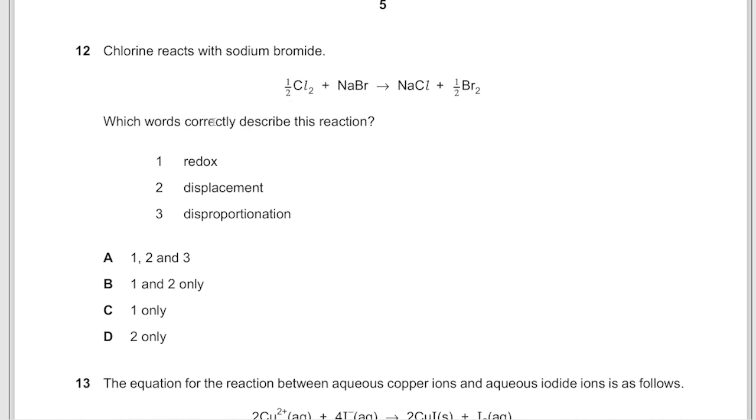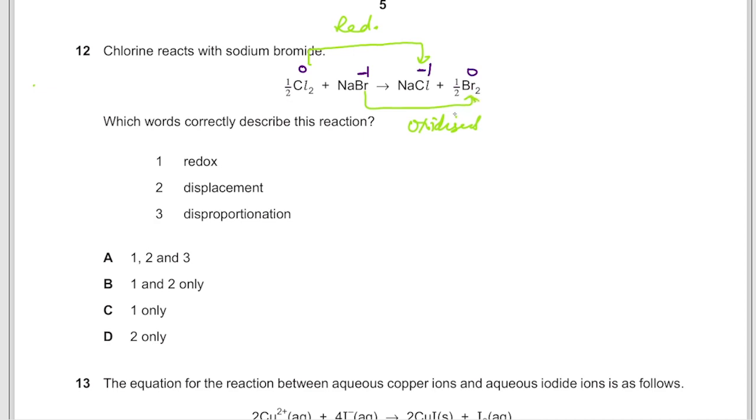Which words correctly describe this reaction? Now move on towards the chlorine. It will have the oxidation state 0 with bromine, minus 1 with chlorine. If you look at the change from 0 to minus 1, it is going to be reduced. From minus 1 to 0, it's going to be oxidized.